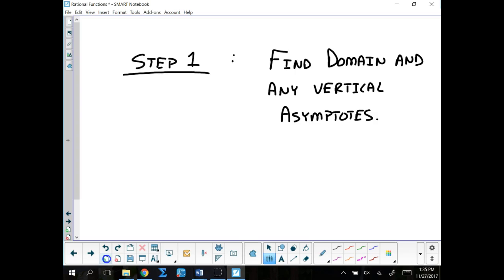How do you do that? How do we find the domain? Bingo. So we set the denominator equal to 0. That's going to give us our restrictions. That's also going to give us our vertical asymptotes. That's where we start. Every single one. Even that nasty thing that comes at the end of the smart board. That's exactly the same place where we're going to start.